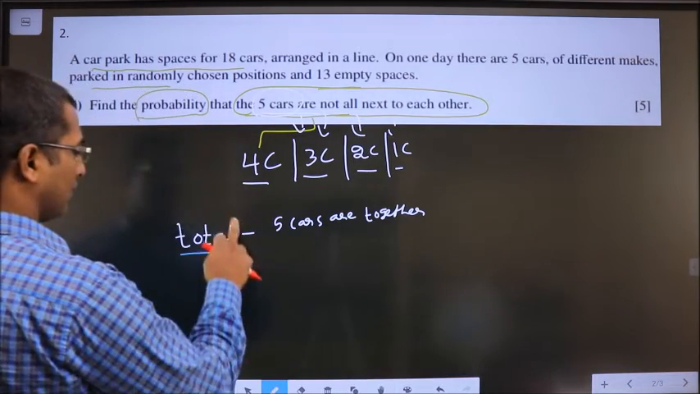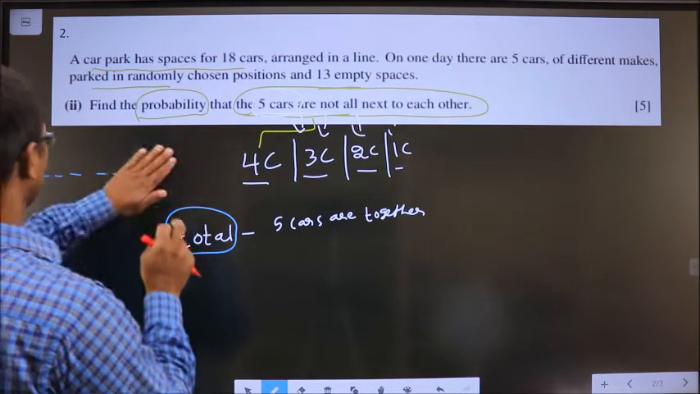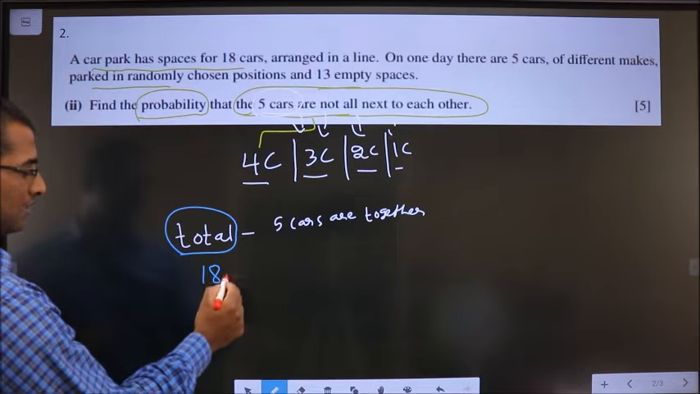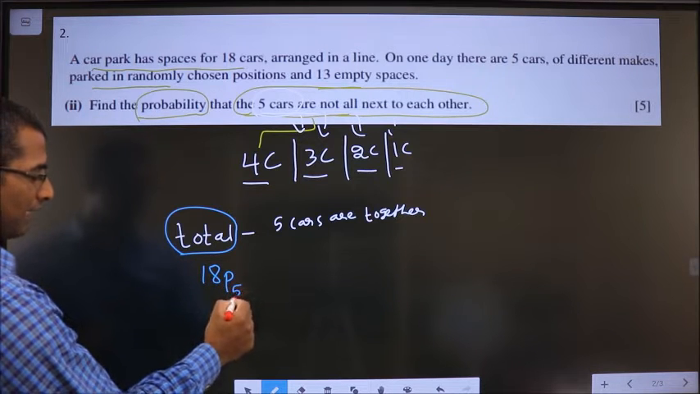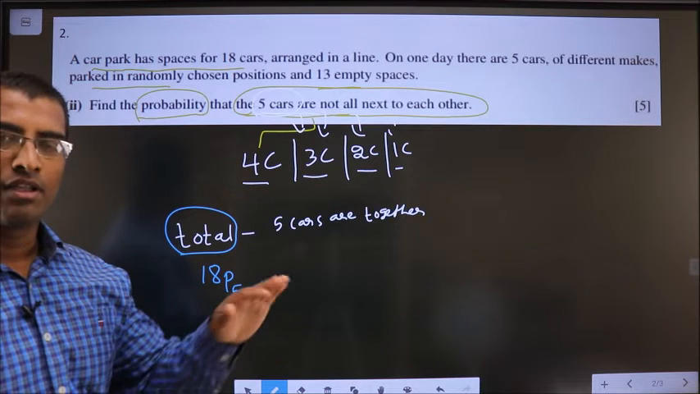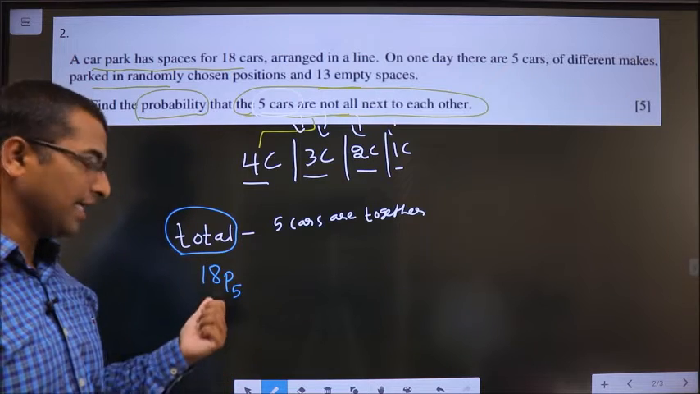Now, total. You have 18 places for 5 cars. So in 18 places arrangement, so 18P5 will be the answer for the total. 18 places for 5 cars can be arranged in 18P5.